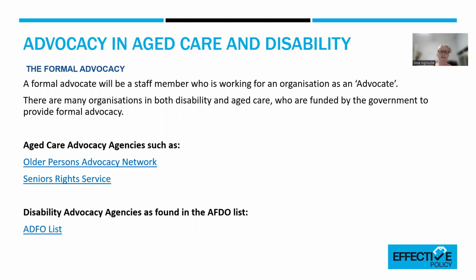Advocacy in aged care and disability. The formal advocacy. A formal advocate will be a staff member who is working for an organisation as an advocate. That's a paid advocate. There are many organisations in both disability and aged care who are funded by government to provide formal advocacy. In the aged care sector, there are agencies such as Older Persons Advocacy Network or Seniors' Rights Service. And there are more than those, but those are two examples.